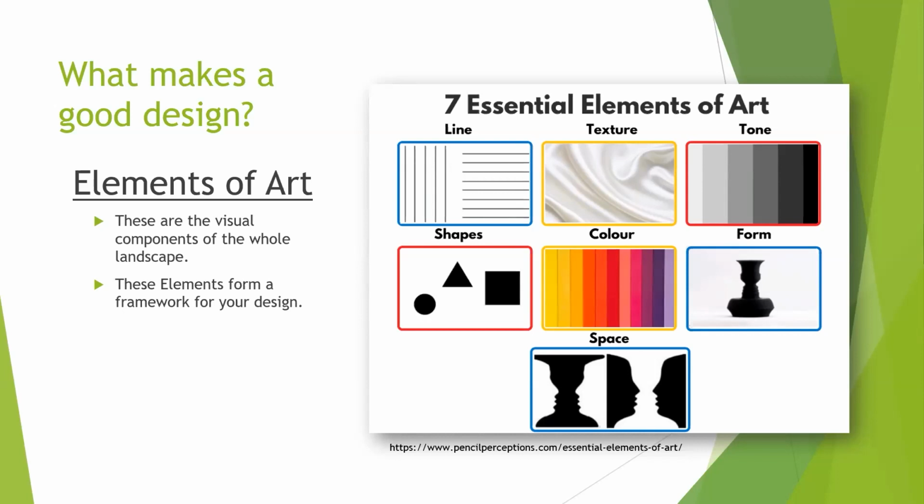If you think about how we see things, this is how we really see things in nature. There are lines and there's a lot of texture. There's different shades of the same color, shapes, colors, forms, and space. So we want to think about these things when we are putting a design together as a composition. The elements of art are the visual components of the whole landscape, and they act as the framework to your design.